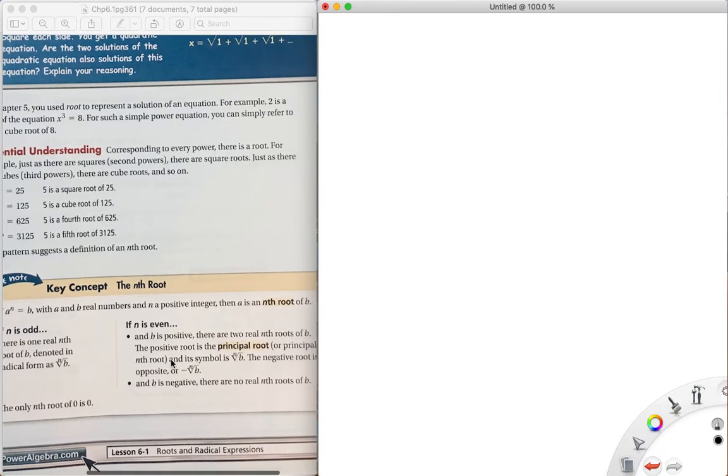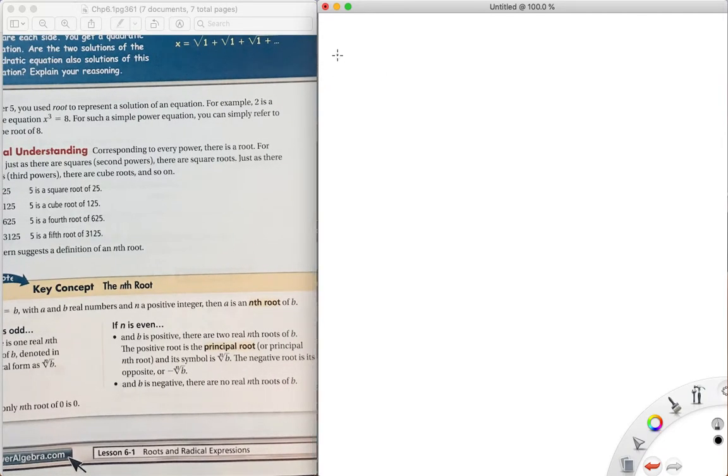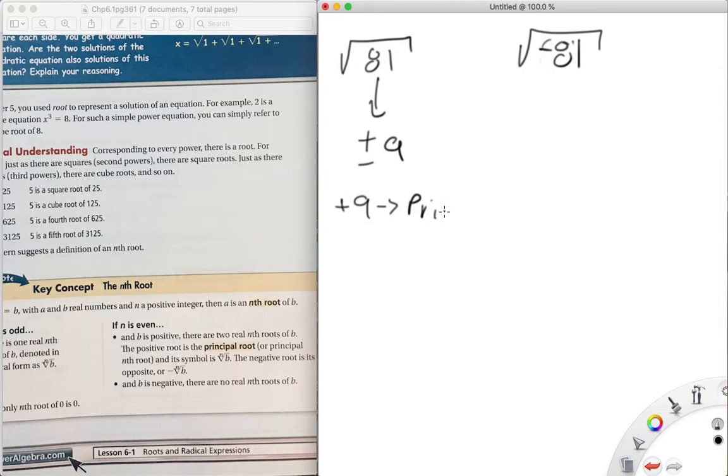However, we already know that when it's even, it's different. So if we have the square root of 81 and the square root of a negative 81, we know that this is going to be plus or minus 9, where the plus 9 is called the principal root. And it's only called the principal root because it's positive. That's really it. And the negative 9 is just the other root. They don't even give it a name. I'm pretty sure they give it a name, but they don't really think that it's important here.